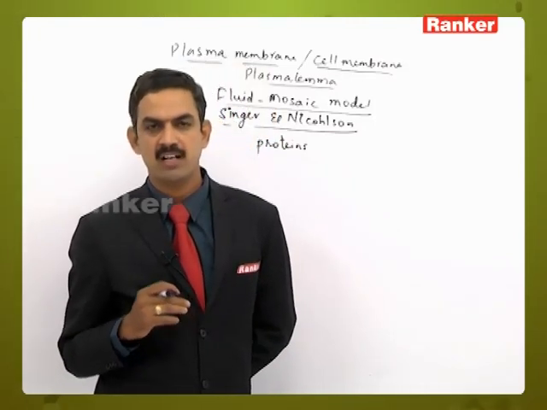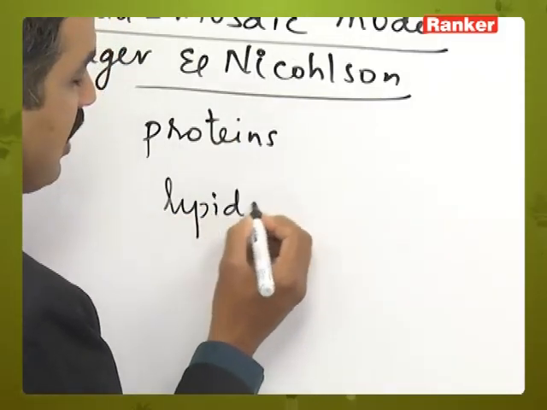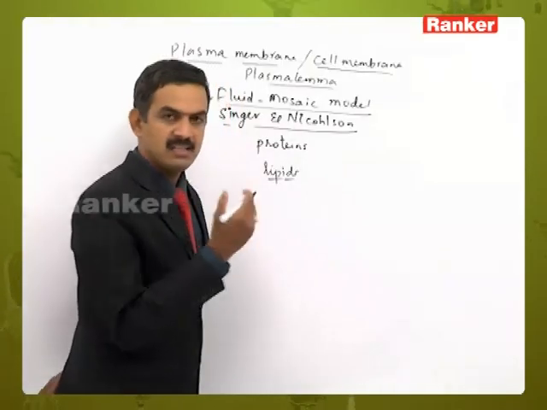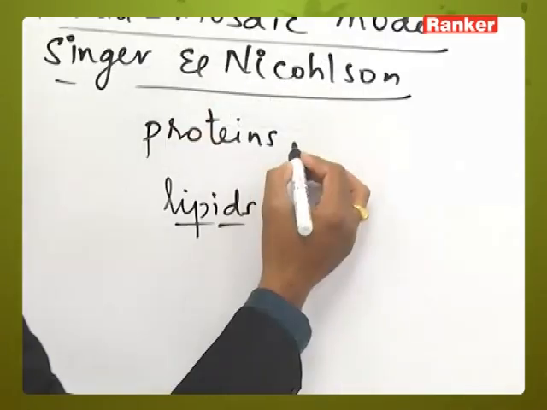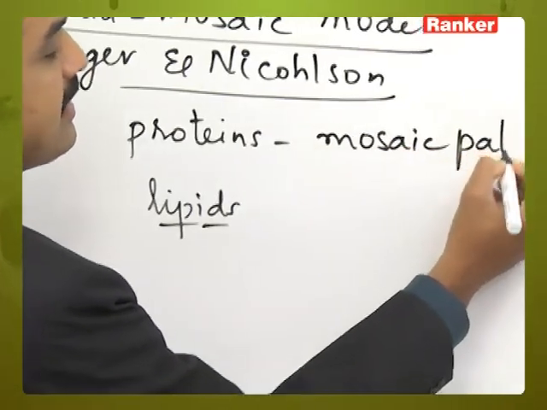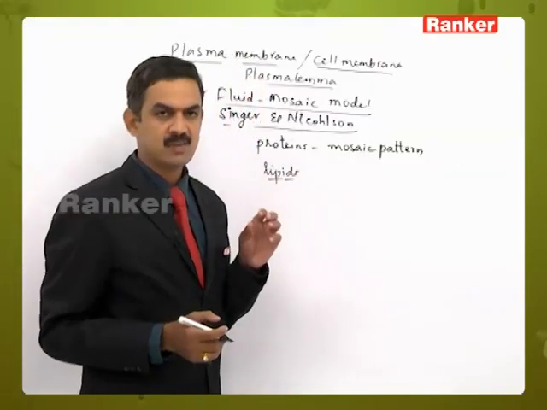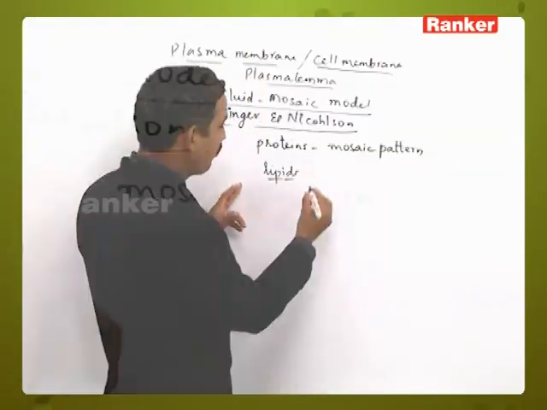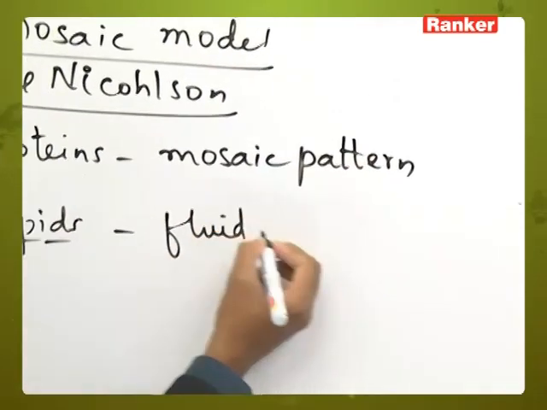But here a little difference is there. Here the lipids are present in a uniform structure in the center as in the sandwich model or Robertson's unit membrane model, but the proteins are present in a mosaic pattern. That is, an irregular arrangement of the proteins is present here. That is a special feature, and the fluid nature is that the lipids are present in a uniform fluid manner.